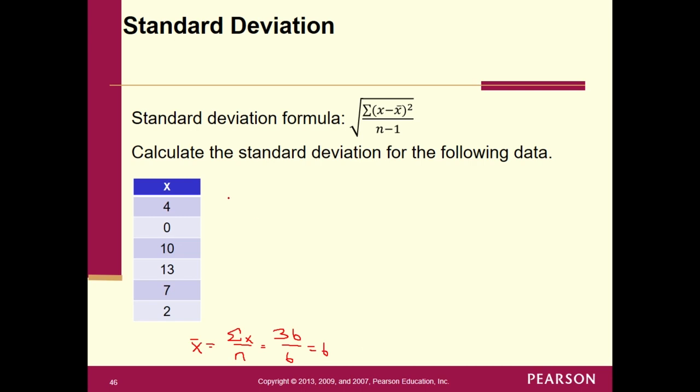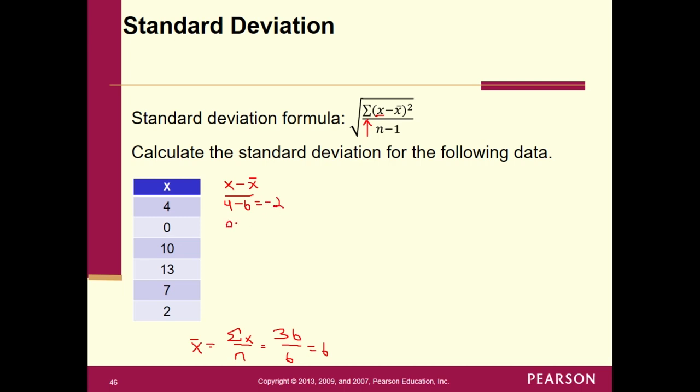Alright, let's calculate our deviations: x minus x bar. Remember, when you have a summation sign in a formula, that's telling us that we have multiple values of x. Here are all the x's; x is not just one value here, it's all the values of x. So here's our first x, we got 4. We'll subtract off 6. And what do we get? We get a negative 2.